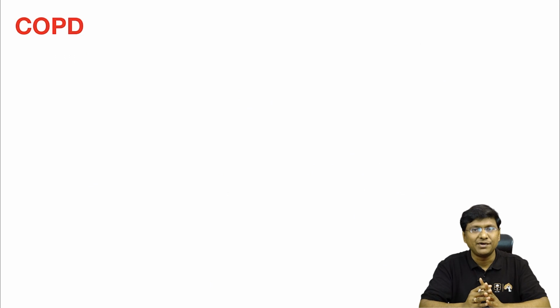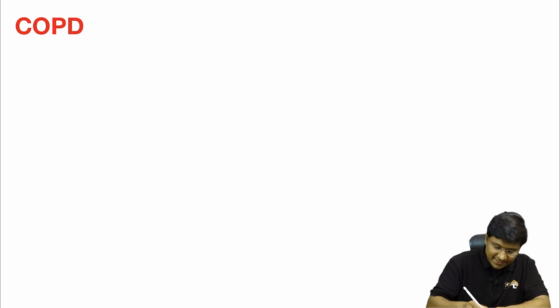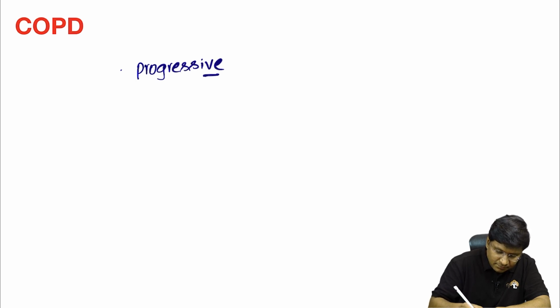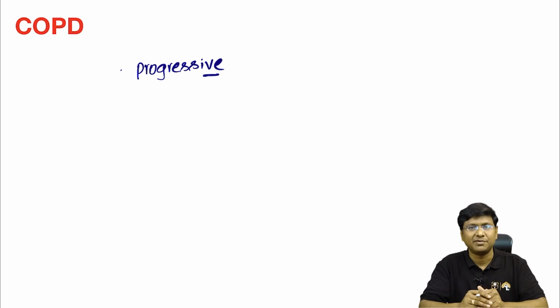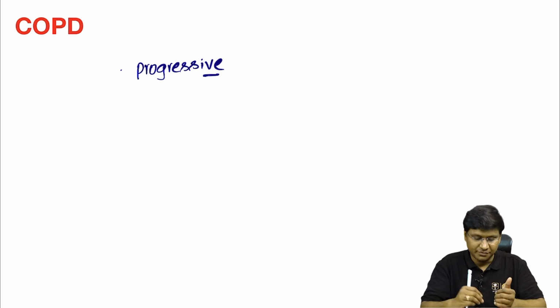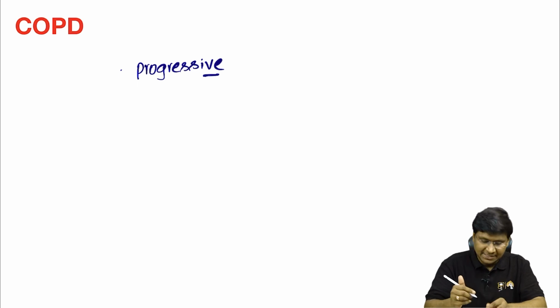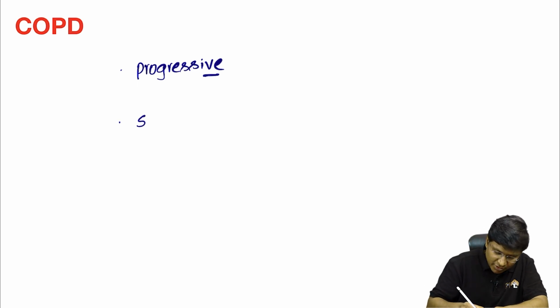The next important topic in the quick revision is chronic obstructive pulmonary disease. COPD is an obstructive lung disease, and it is a progressive disorder, and it is irreversible. The difference between COPD and bronchial asthma is that bronchial asthma is a disorder with reversible bronchial obstruction, whereas COPD is an irreversible bronchial obstruction, and it is a disease of the smaller airways.